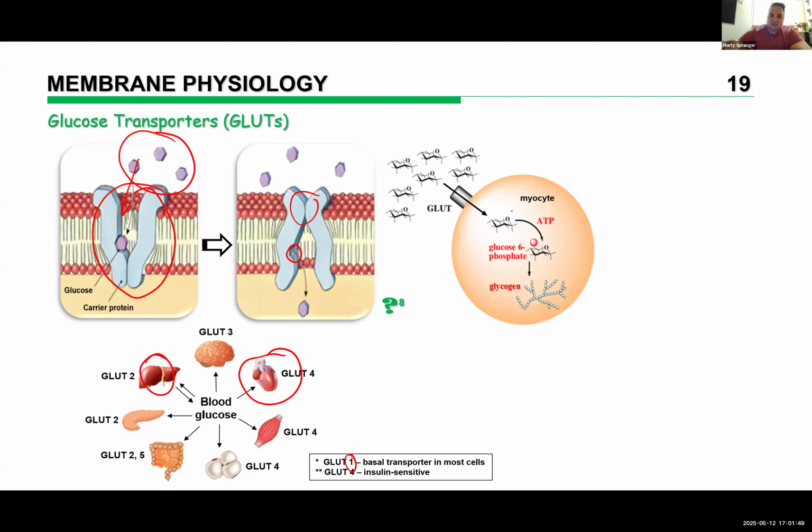So there's glucose coming into the cell through a glucose transporter. This is a myocyte, a muscle cell. And look what happens. The first thing that happens to glucose, it gets phosphorylated to glucose 6-phosphate. Why?